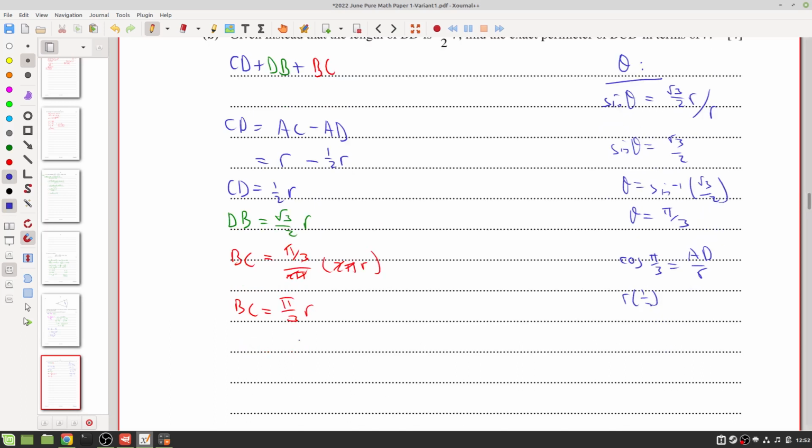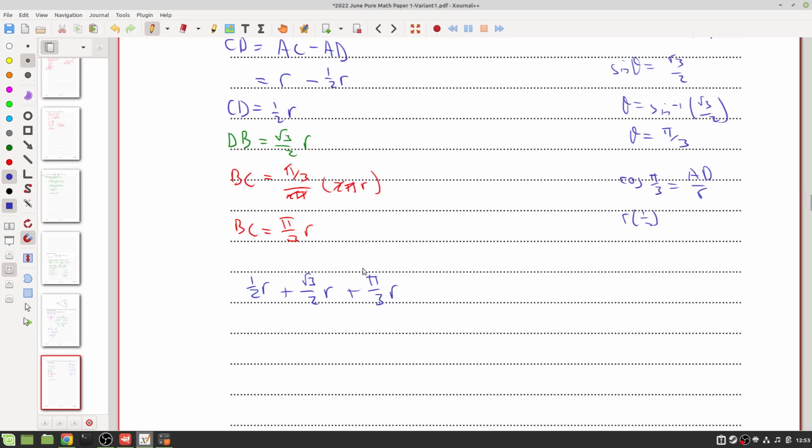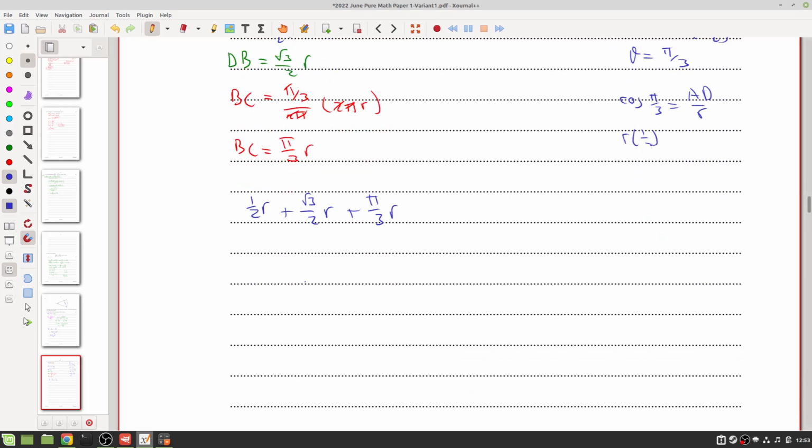So that's just going to be, CD is a half r, so half r plus root 3 over 2r plus pi over 3 r. And that is completely fine. If you want to make it into a single fraction, you can also do that. So that's going to be a common denominator of 6, and we're going to have 3r plus 3 root 3r plus 2 pi r over 6. Okay, so any of these will suffice for a final answer.